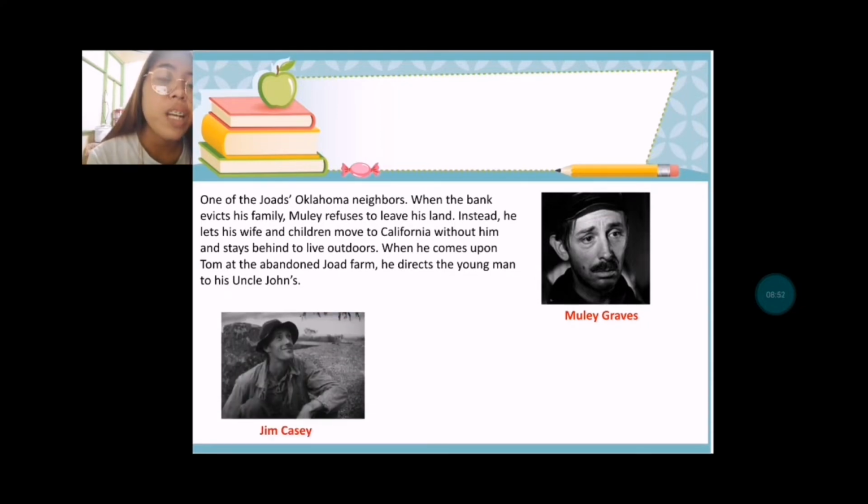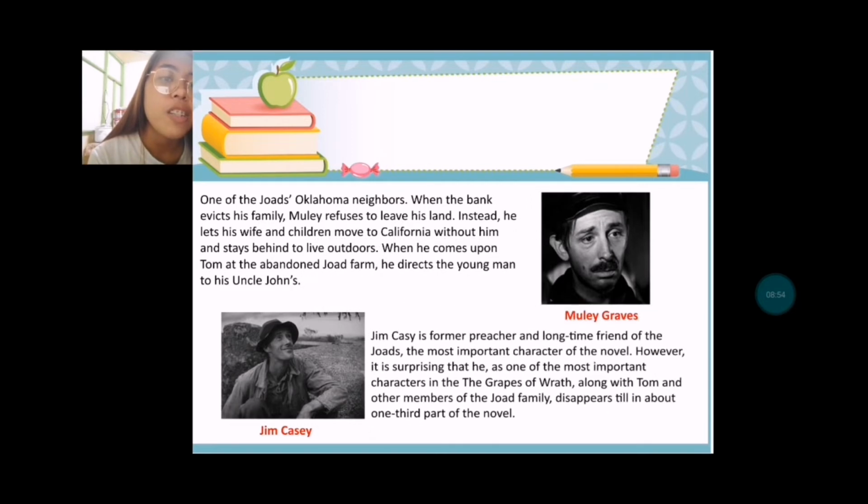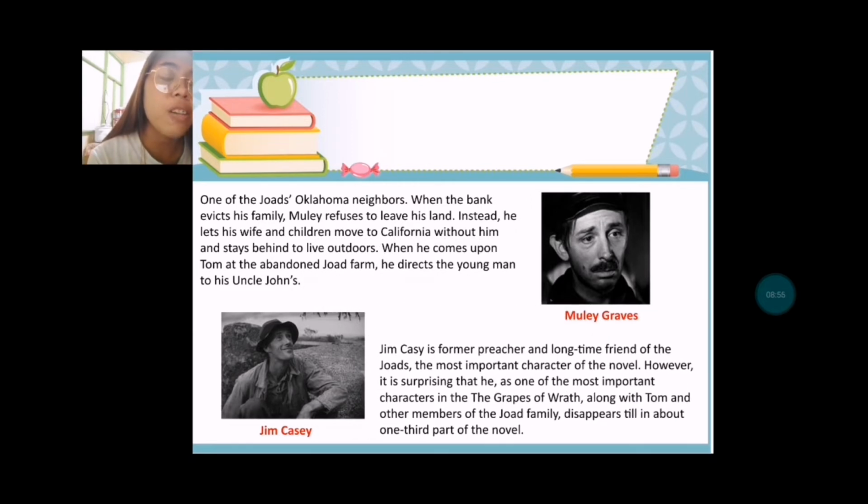Then, Jim Casy. Jim Casy is a former preacher and longtime friend of Joad's, the most important character of the novel. However, it is surprising that he, as one of the most important characters in The Grapes of Wrath, along with Tom and other members of the Joad family, disappears in about one-third of the novel. So, just like Grandma and Grandpa, Jim Casy disappears in the story.